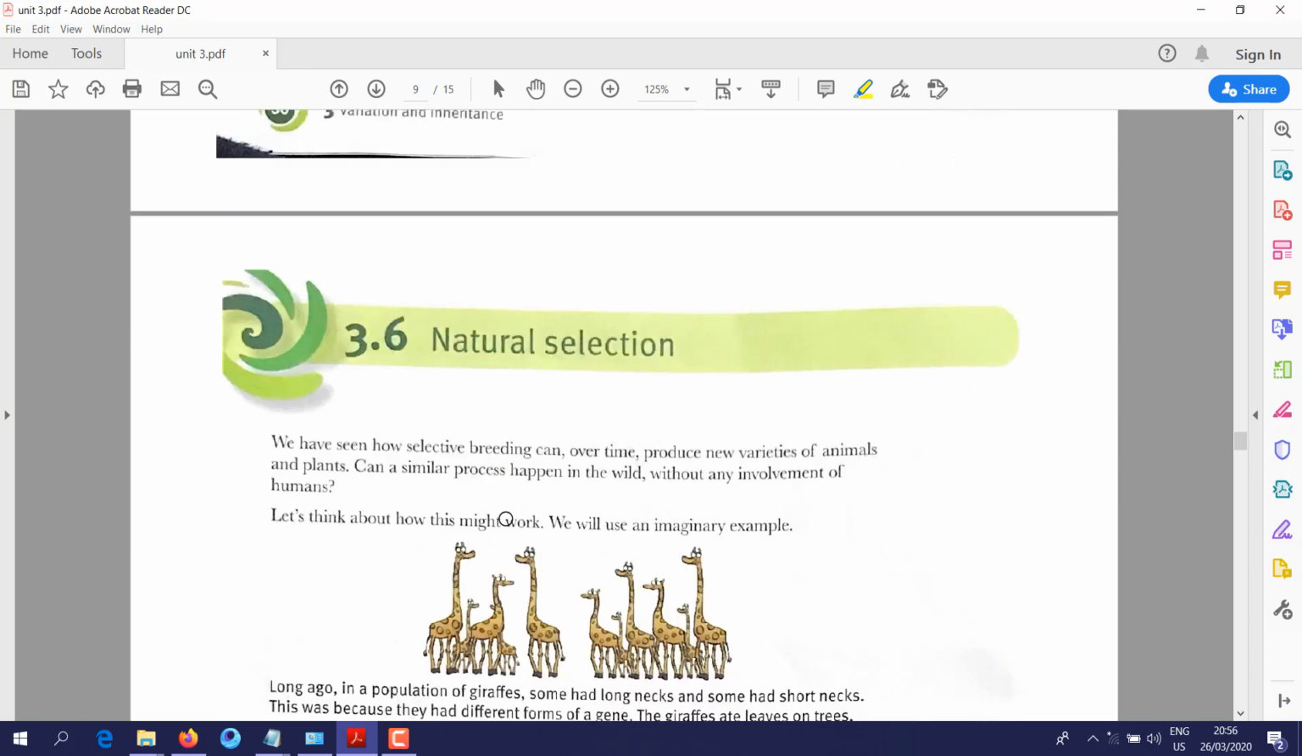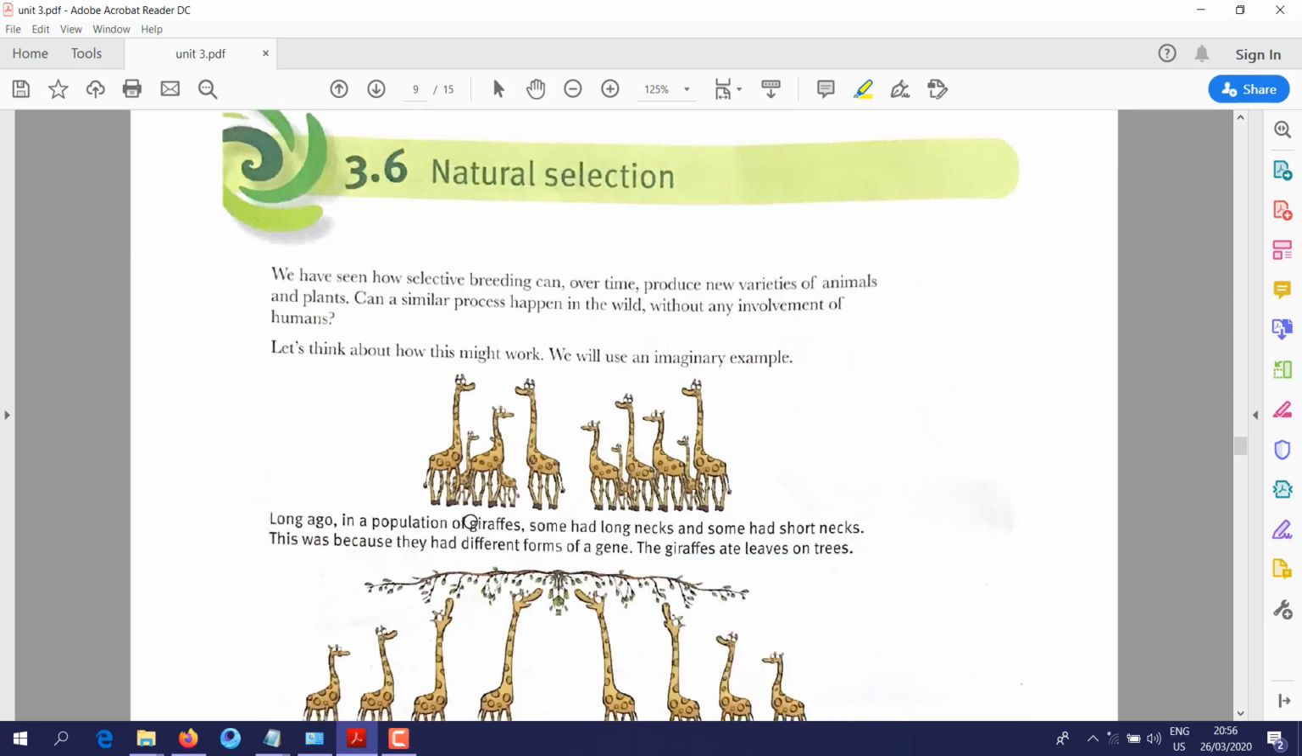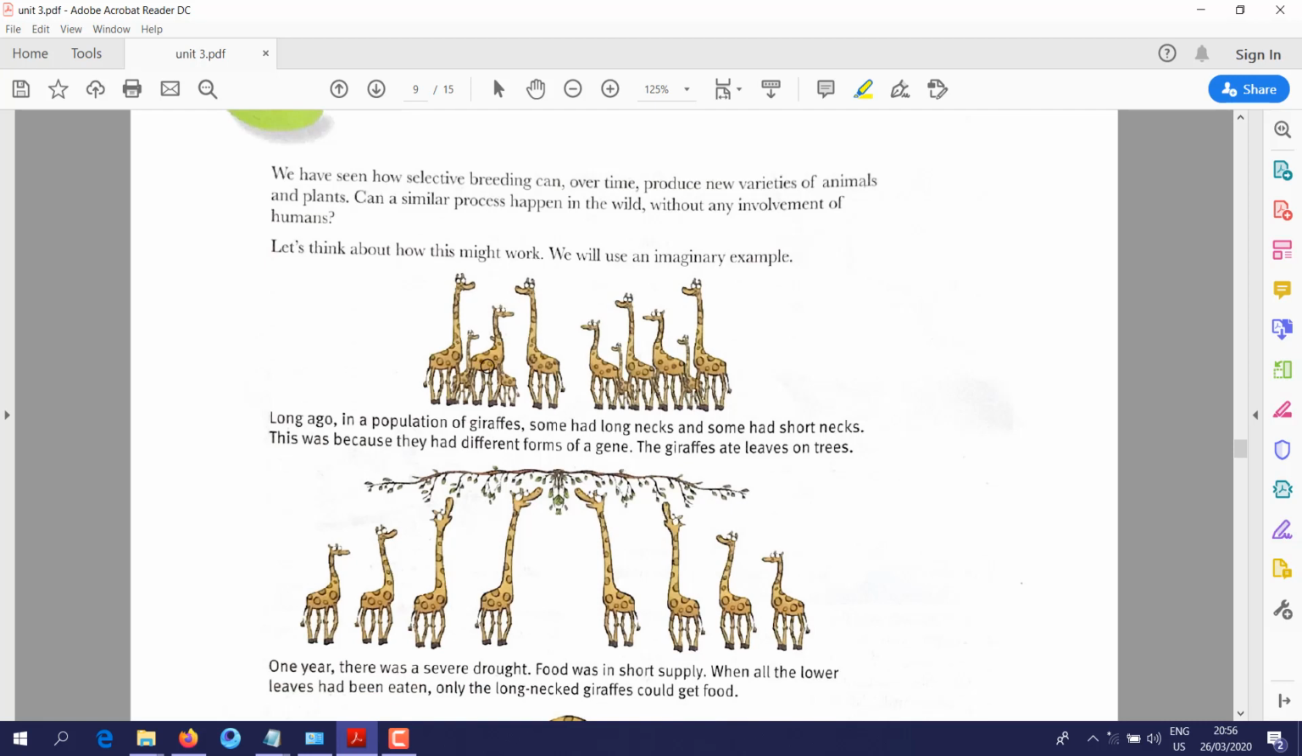We have another kind of breeding, which we call natural selection. From the name, it happens naturally. For example, if you look at these giraffes, you will see they differ from each other by the length of the neck. Which one will survive? Here we have the trees, and here we have giraffes with different neck lengths. The first one will not be able to reach the food. The second one, same thing. The third one, same thing. And the fourth one is reaching.